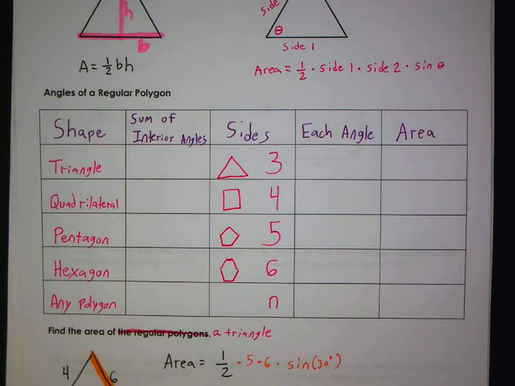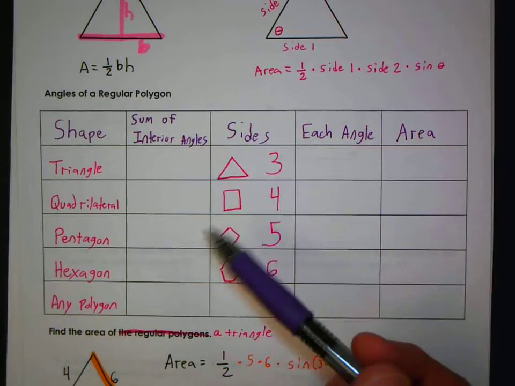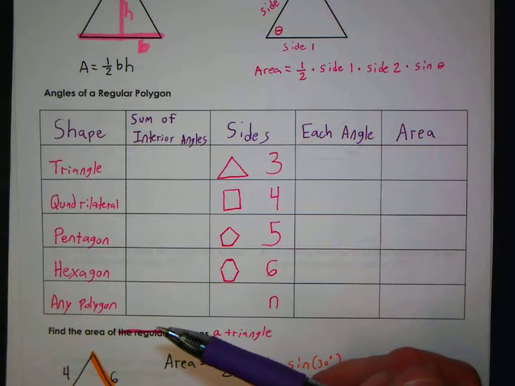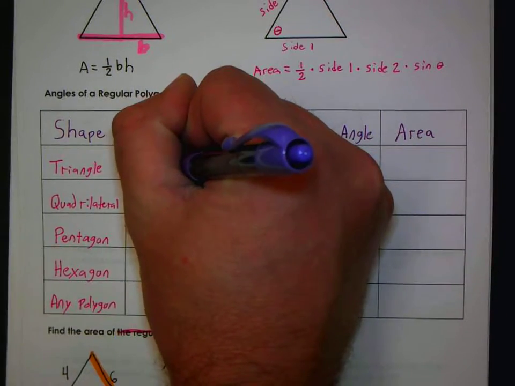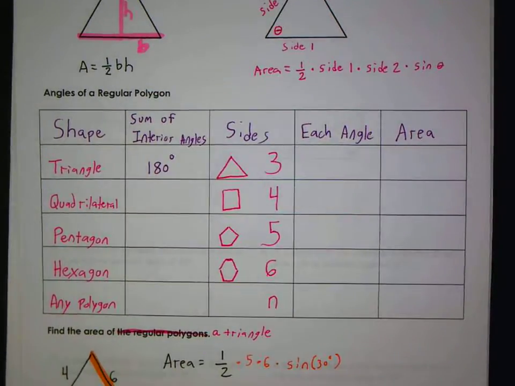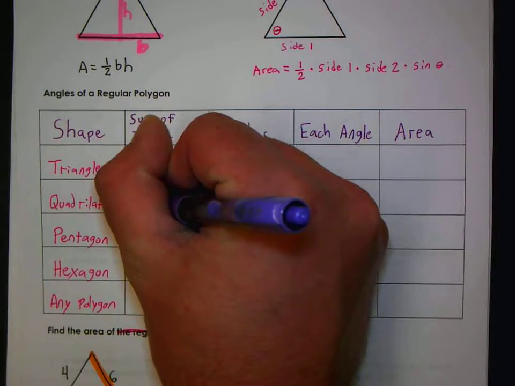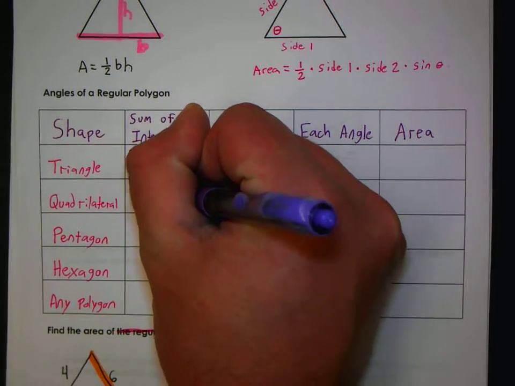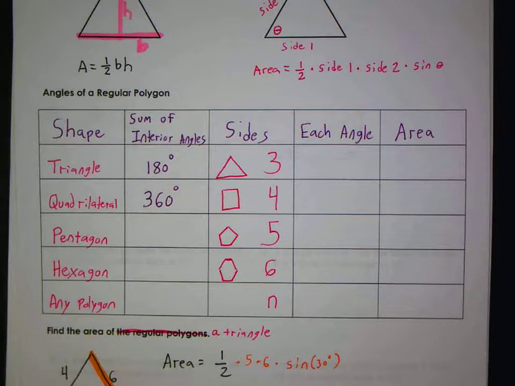Do we know what the interior angles add up to in a triangle? 180. Good. So the sum of the interior angles of a triangle is 180. In other words, all the angles inside the triangle add up to 180. What about a quadrilateral? Anybody know that? 360 degrees. Good. Pentagon?